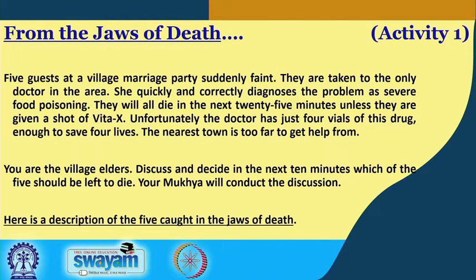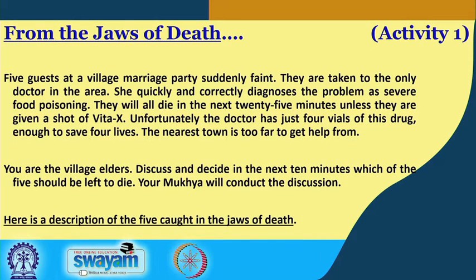So, they are transported to the only doctor in the area and she quickly and correctly diagnoses the problem as severe food poisoning. The point is that they will all die in the next 25 minutes unless they are given a shot of beta X, a specific medicine. Unfortunately, the doctor has only 4 vials and only 4 lives therefore can be saved. The more sad part is the nearest town is too far away to get help, you can't go anywhere else.